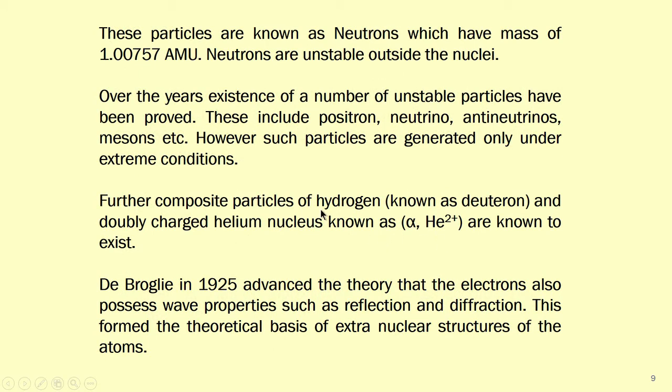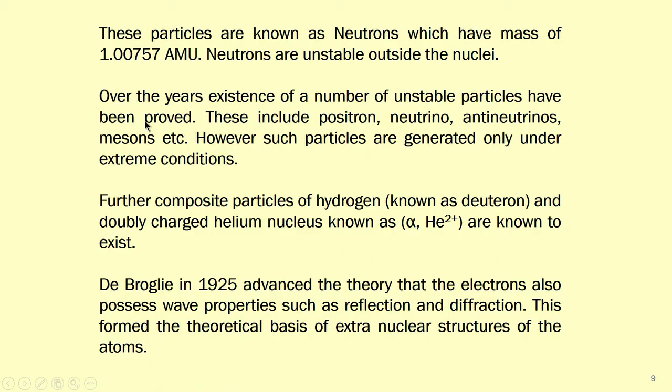So, these particles are known as neutrons, which have mass of 1.00757 AMU. Neutrons are unstable outside the nuclei. That means, you let the neutron come out by the reaction with beryllium and helium. The neutron that comes out will not have any separate existence, it will go and hit something and then combine with some other element. So, these neutrons do not have a separate existence. That means, you do not see neutrons flying around you.